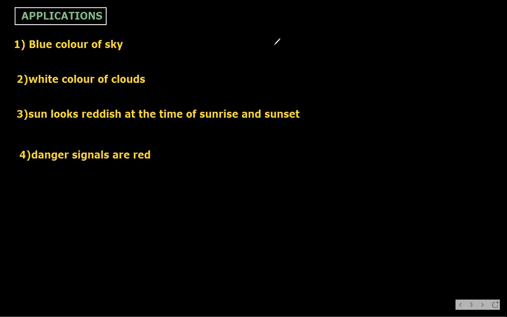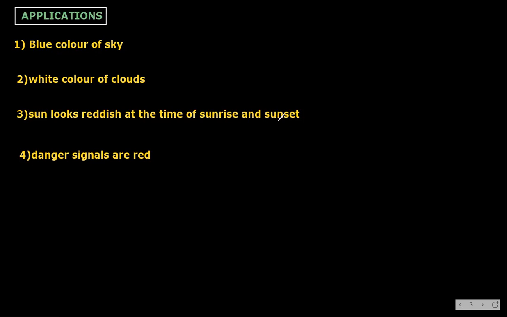Next one, the sun looks reddish at the time of sunrise and sunset. So what happens at the time of sunrise or sunset? Sunlight has to travel longer distances. And most of the blue light is scattered away, and only red color, which is least scattered, enters our eye. Why? Because the wavelength of blue color is very much less as compared with the wavelength of red color.